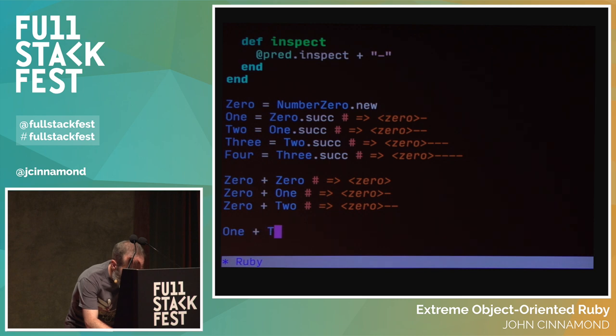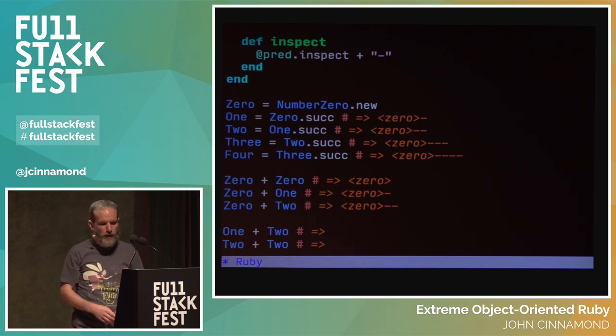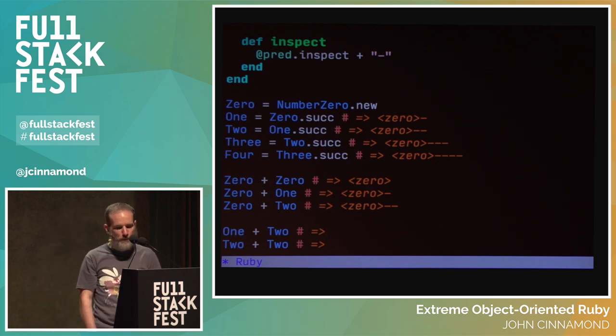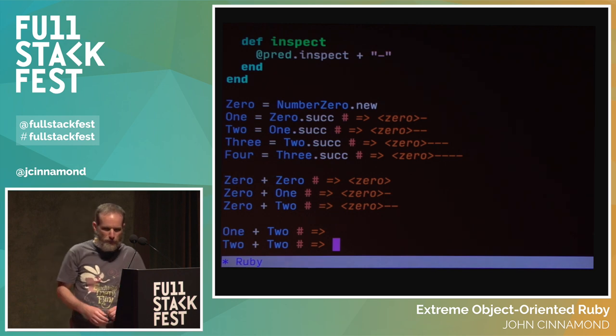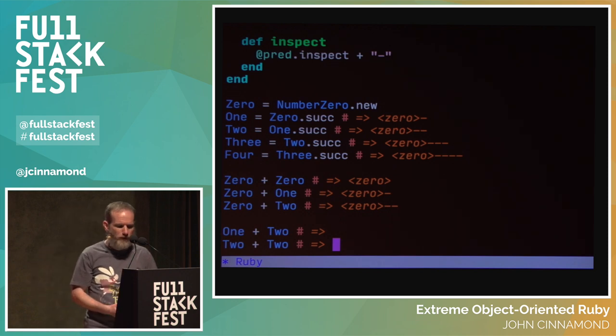What about, say, 1 plus 2? Or maybe 2 plus 2? How do these work? Well, we can't use the same trick. We can't just say we'll return the other number, because that's wrong. 1 plus 2 is not equal to 2. We can maybe think, OK, 1 plus 2 is equal to 3. That's a successor to 2, so maybe we can just call it successor. But that doesn't work for 2 plus 2. So how do we solve this?